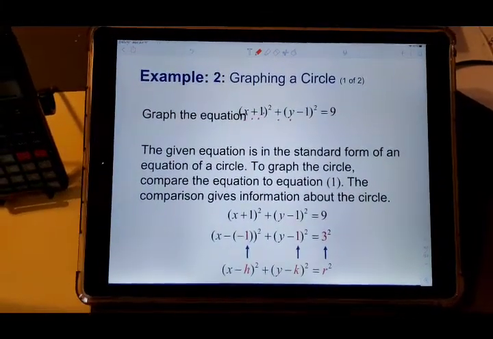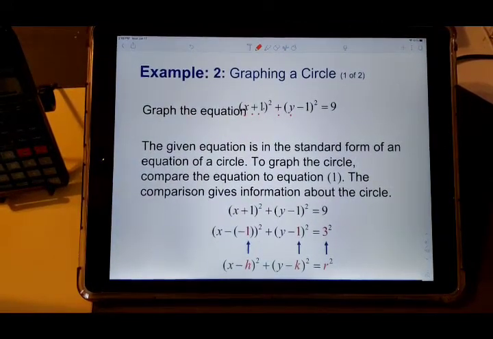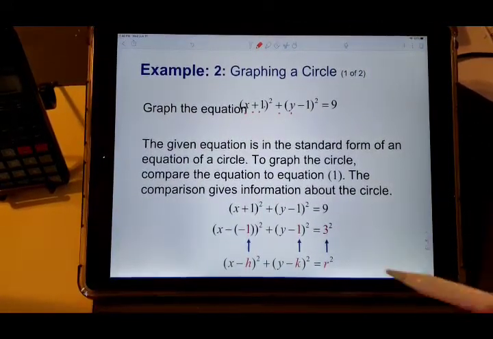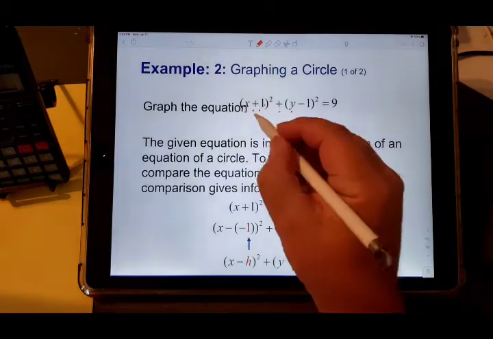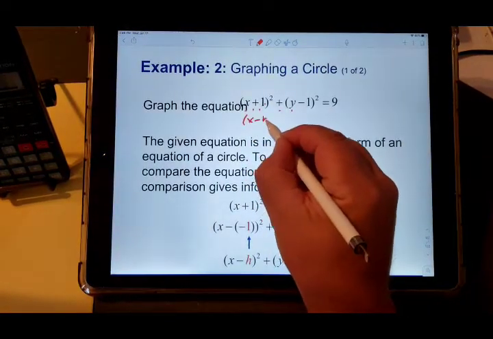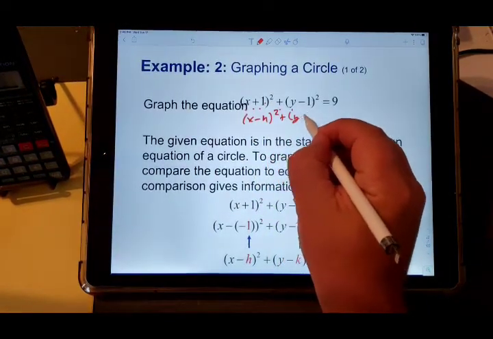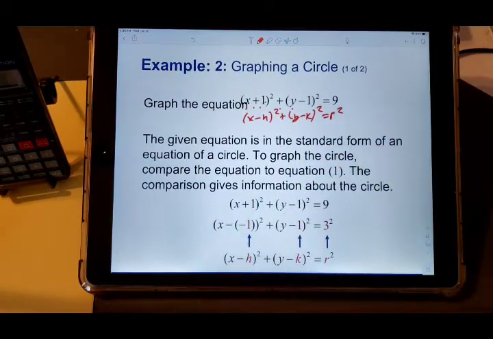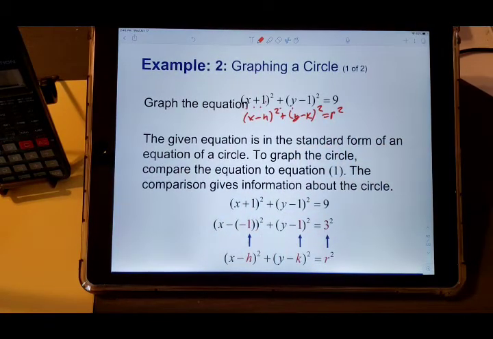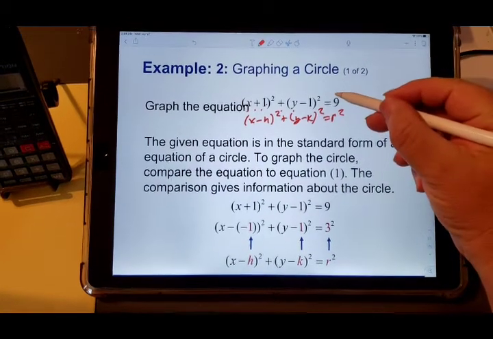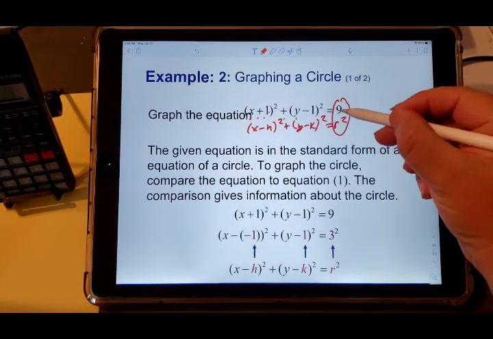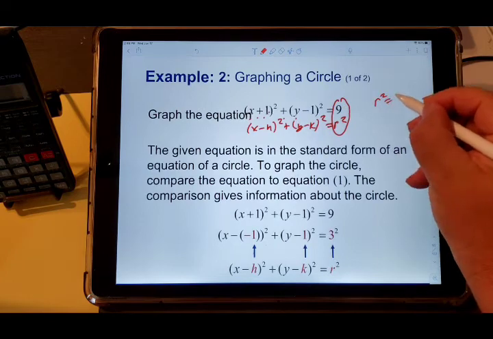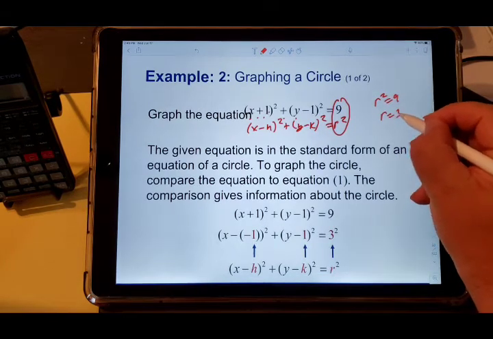You have to realize that this is a circle. Like step one is realize that this is x minus h squared, y minus k squared equals r squared. All right, if you realize that, you know we have a circle. And let me do this one here. R is not 9. R squared is 9. So that tells us R is 3.